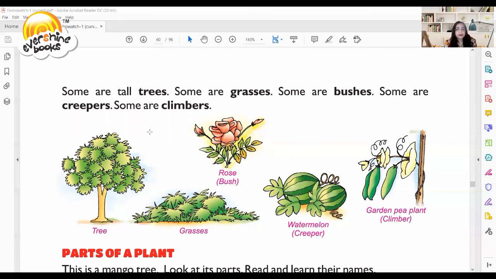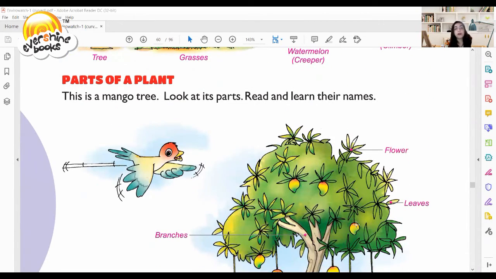There are many kinds of plants. They are in different sizes and shapes. Some plants are big, some plants are small. Some are tall trees, some are grasses, some are bushes, some are creepers, and some are climbers. Here in your book, you can see the different types of plants. So watermelon is a creeper, garden pea plant is a climber, the rose is a bush, then there are grasses and trees, right?